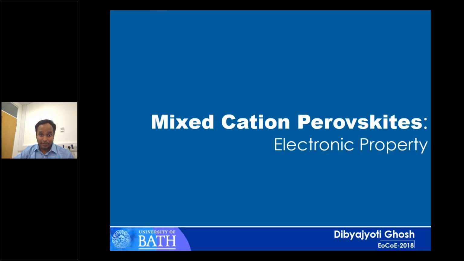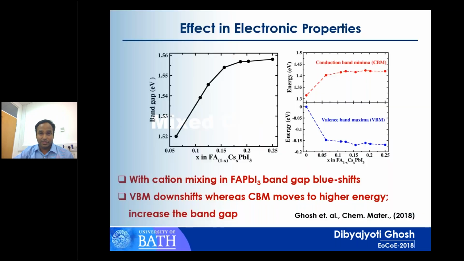So let's look into the other properties. How can these distortions affect the electronic properties of our mixed-cation perovskites? We first look into the band gap, and we found that as we mix cesium into the formamidinium, we have a blue shift in the band gap. As you can see, it's small, but you have a systematic increase from a very small cesium concentration to 25% cesium.